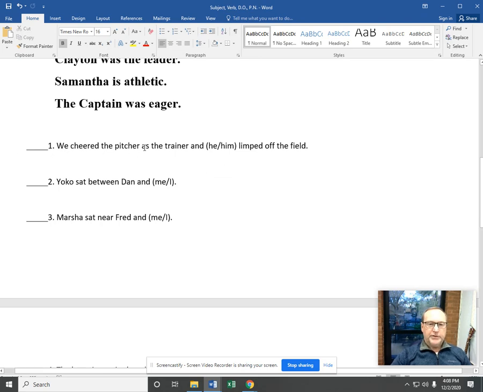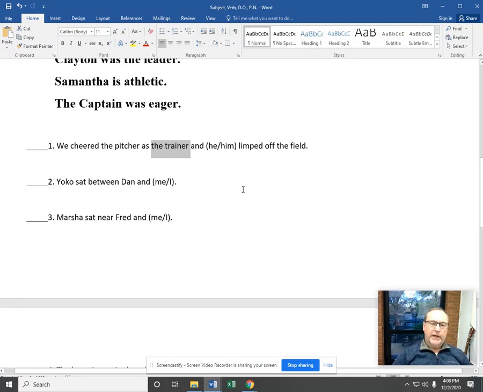We cheered the pitcher as the trainer and, would it be he or him, limped off the field? Let's leave out the trainer. Let's cut that out for a second and just say, we cheered the pitcher. Sorry, I cut out the wrong word. We cheered the pitcher as he limped off the field. So when we leave out the other person, we get our answer. You would never say, we cheered the pitcher as him limped off the field.